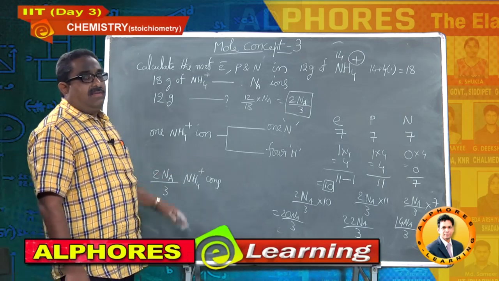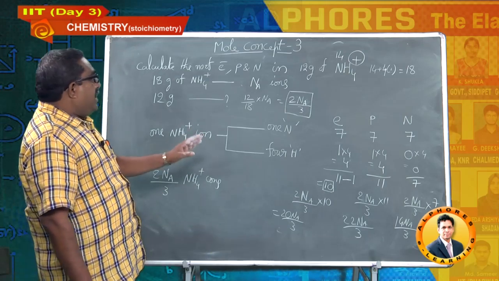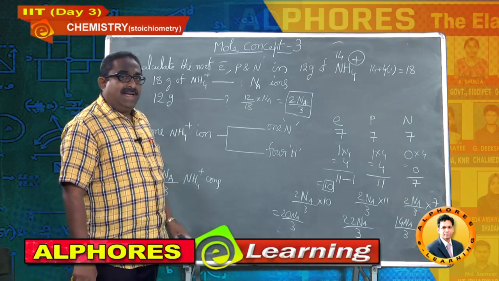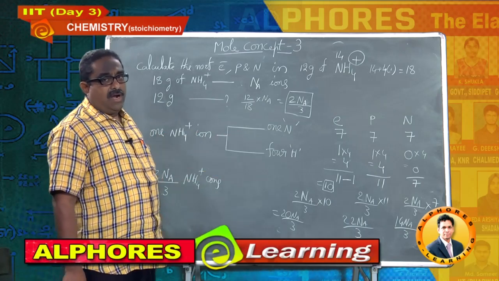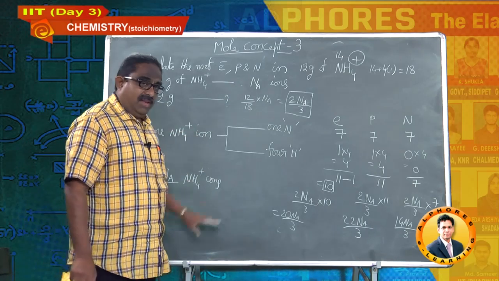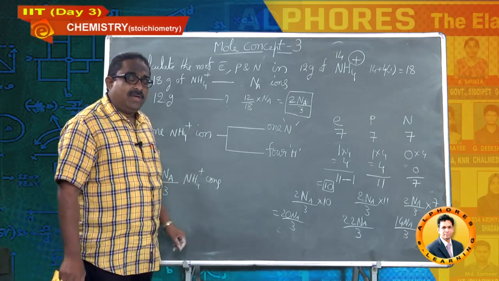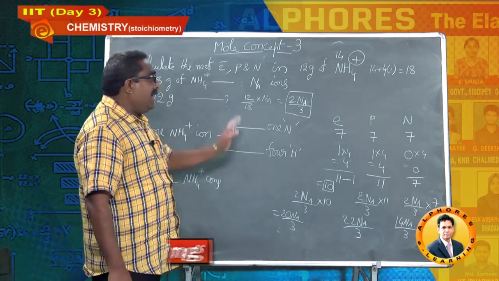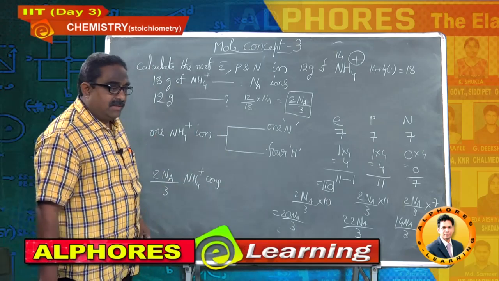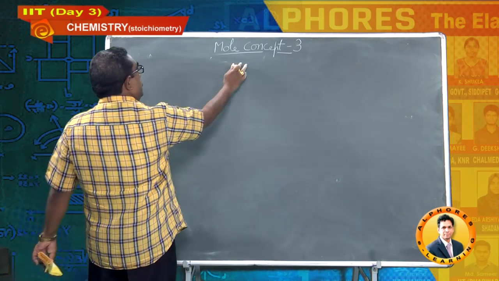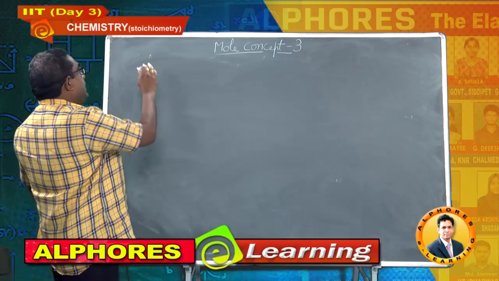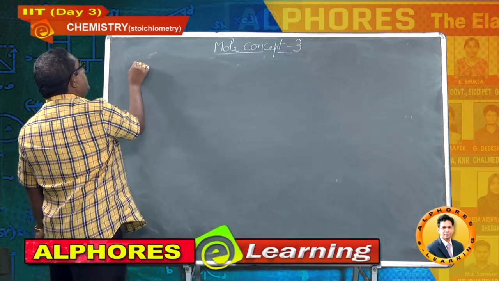So with this I am going to finish the model, that is, calculation of fundamental particles in the given species, whether it is a neutral molecule or an anion or a cation. All the three I have explained to you, students. Next I have to go for the next concept.